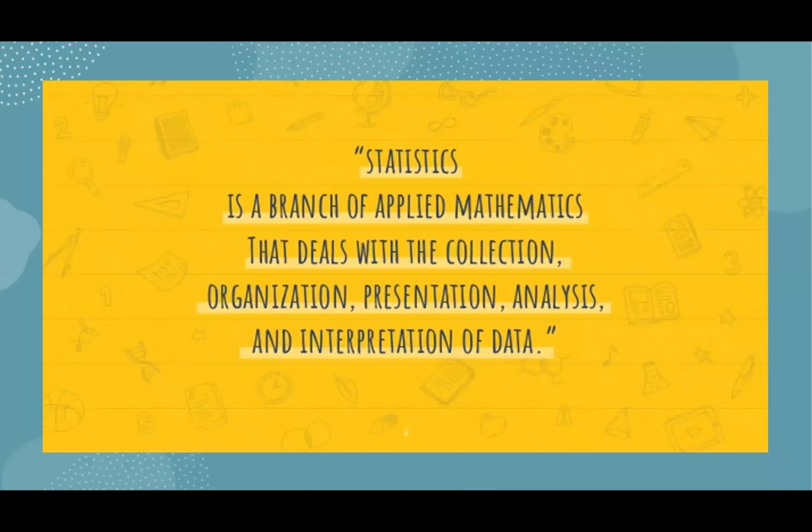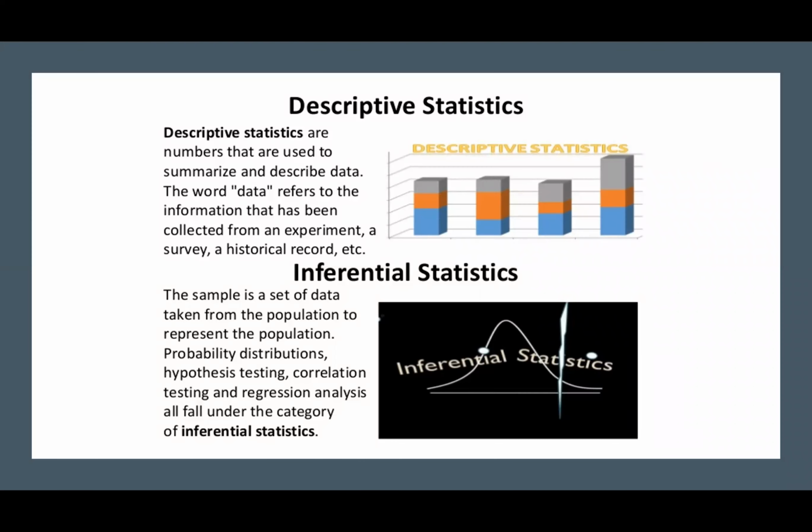Statistics is a branch of applied mathematics that deals with the collection, organization, presentation, analysis, and interpretation of data. Basically, it has two types, descriptive and inferential. Descriptive statistics are numbers that are used to summarize and describe data. The word data refers to the information that has been collected from an experiment, a survey, a historical record, etc.